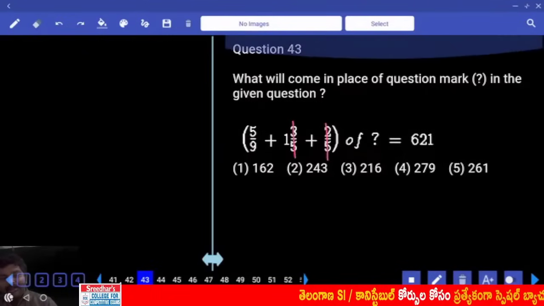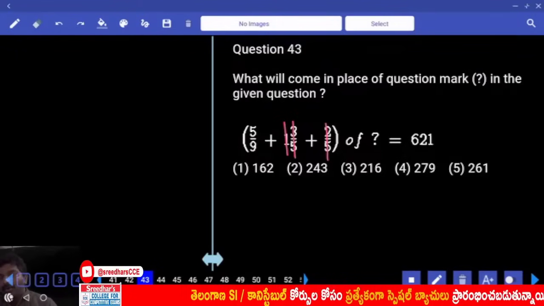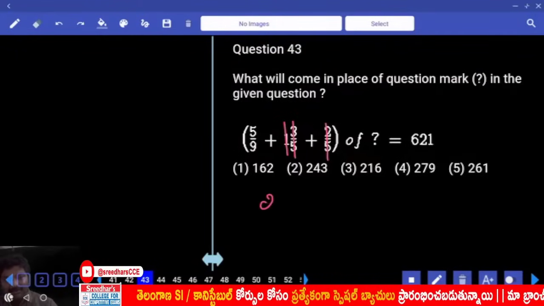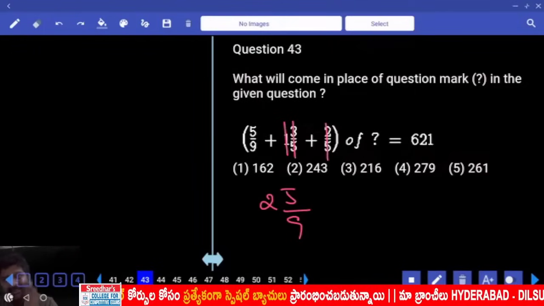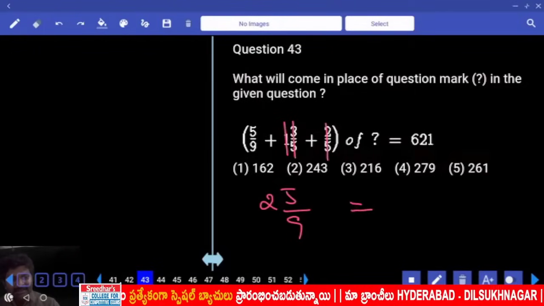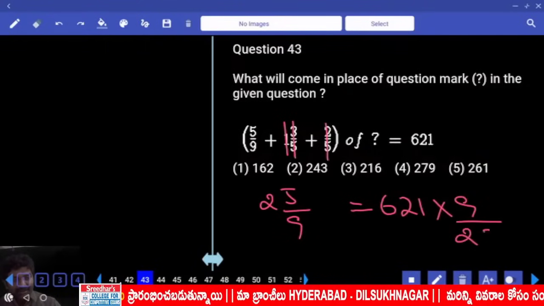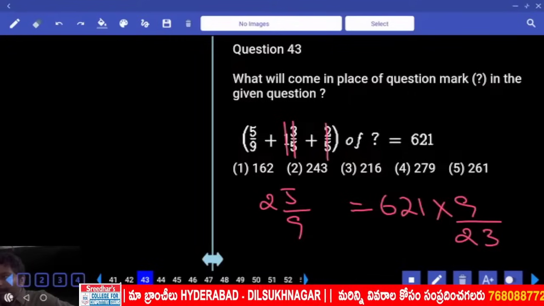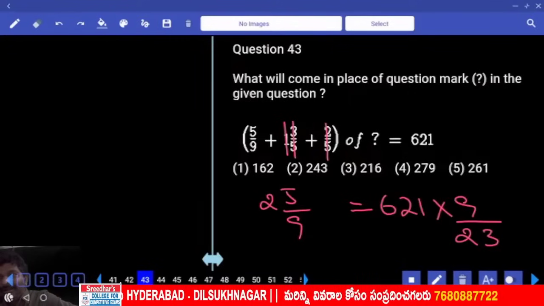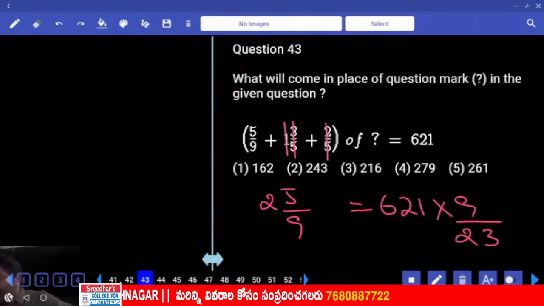2 by 5 added to 3 by 5 immediately. 1. 1 plus 1. 2. 5 by 9. 2 5 by 9. 23 by 9 goes to the other side. Becomes into 9 by 23. Correct? Numerator ends with denominator. 3 into which number ends with 9? Only one option? Right.